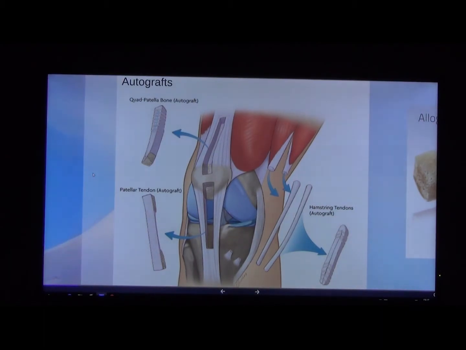And Fulkerson has published, and is continuing to publish, a lot on the quads-patella-bone autograft, with or without a bony block. That's evolving, particularly with new harvesting equipment, and is potentially an area of excitement. There are two views currently being published: some say it's giving you a little bit of anterior knee pain, and some say it's not. So the jury's still out.